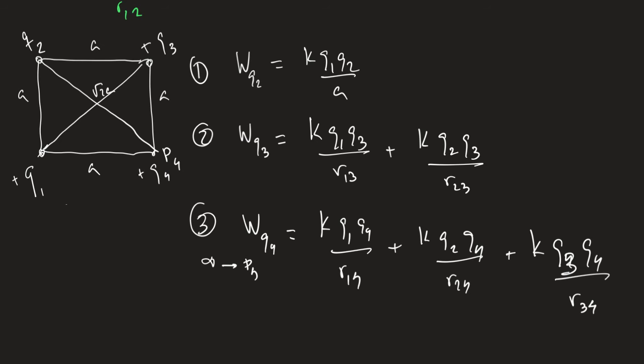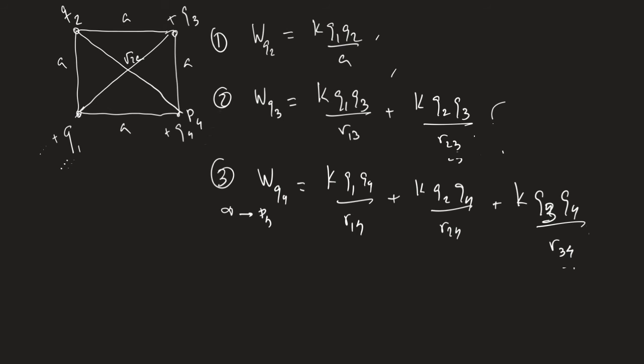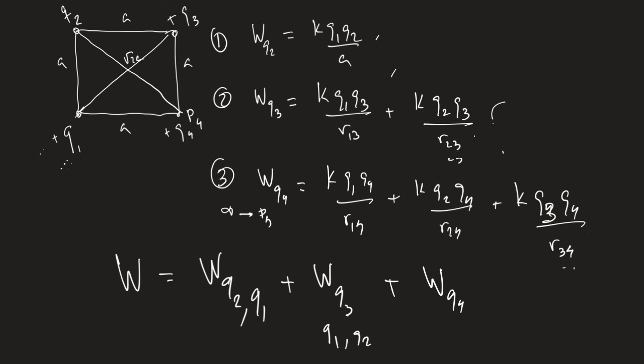So it will have 1 term, 2 terms, 3, 4, 5, 6 terms. So the total work will be the work to bring the charge Q2 in the presence of the charge Q1, to bring the charge Q3 in the presence of Q1 and Q2, and to bring the charge Q4 in the presence of Q1, Q2, and Q3.